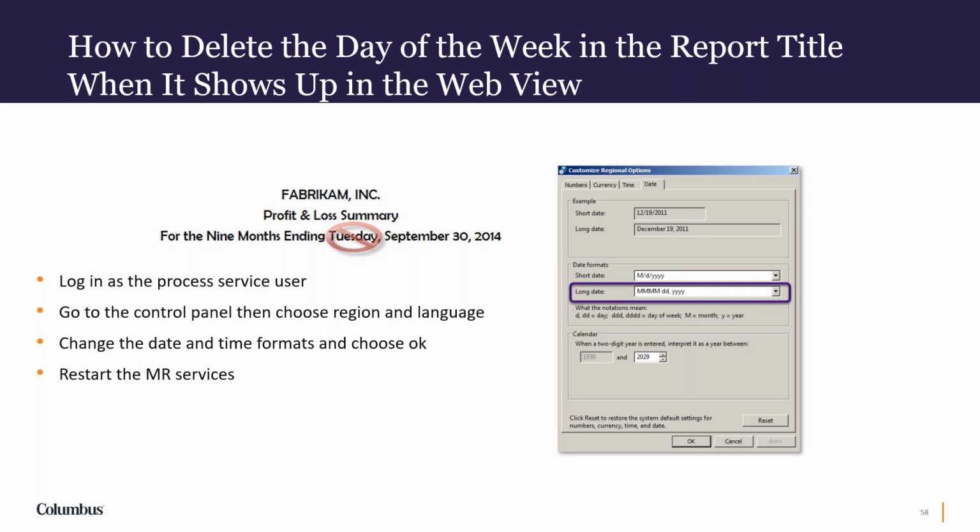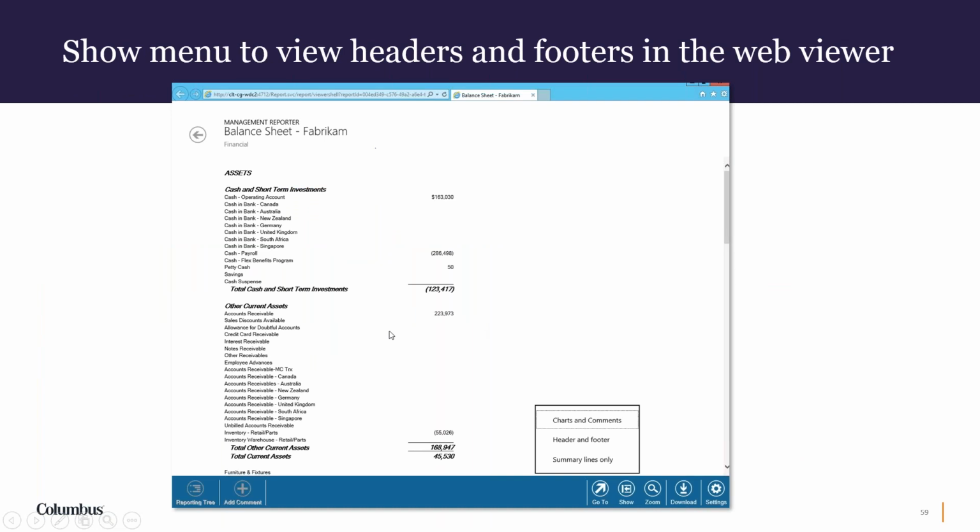So even though you might have changed that setting on your machine, when you use the web viewer, it's using the process service account user, and it's using their default settings. So you may need to get your IT involved on this one so that they can log in as that service account and change the date format for that user. Okay, so there's 2 different ways, and then you need to restart your MR services so that kicks into effect. If you have questions on that, let me know. I'd be happy to walk somebody through that.